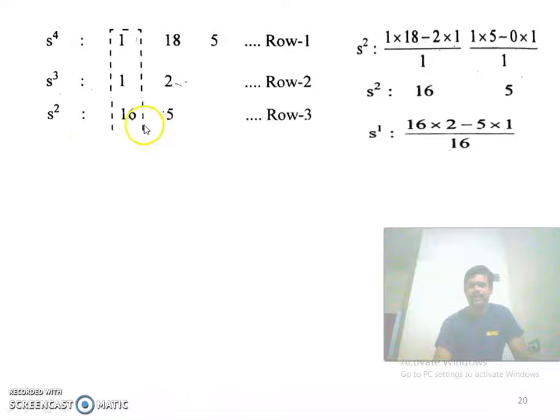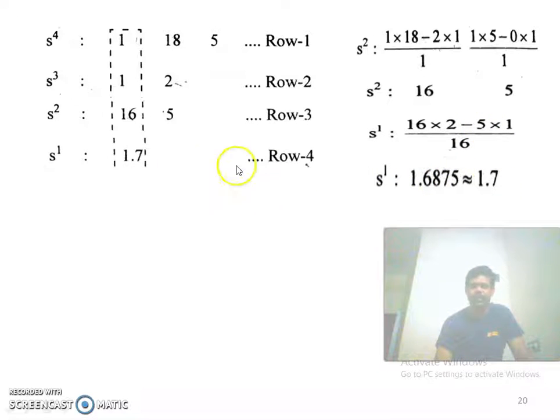Now we are going to calculate the next row, row 4. It is s to the power 1. So 16 into 2 minus 5 into 1 divided by 16. 16 into 2 is 32 minus 5 divided by 16. It is 1.6875, which is approximately equal to 1.7.